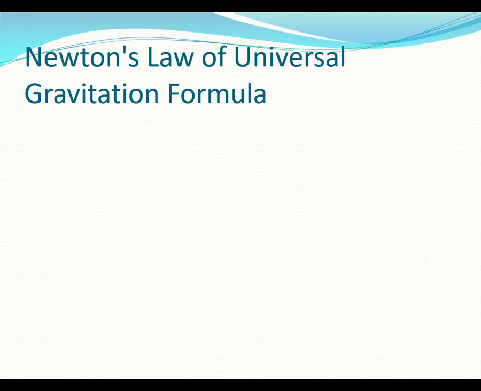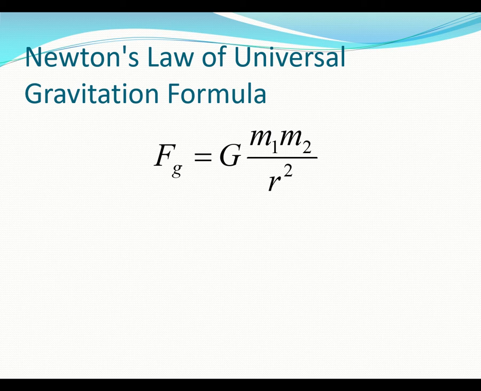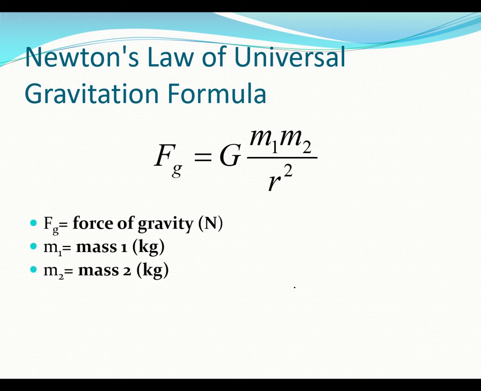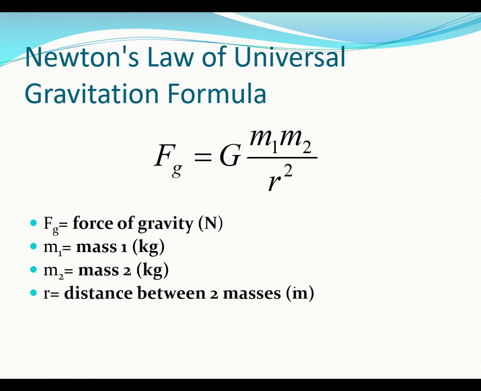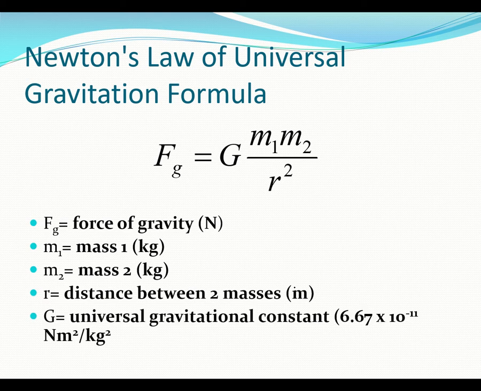So this is our universal law of gravitation formula, where Fg equals G m1 m2 all over r squared. Because this is a force, you can find this in the force part of your data book. So Fg is force of gravity, m1 is mass 1, m2 is mass 2, r is the distance between the two masses in meters, and G is our universal gravitational constant, which is 6.67 times 10 to the negative 11, which you can find in your data book.